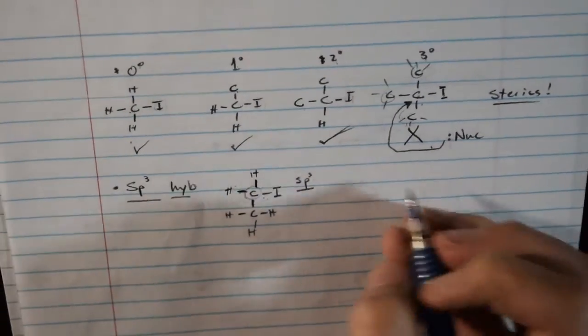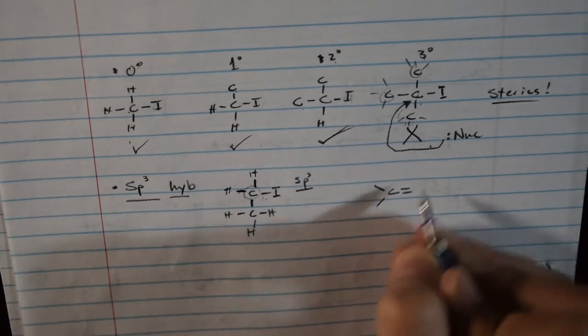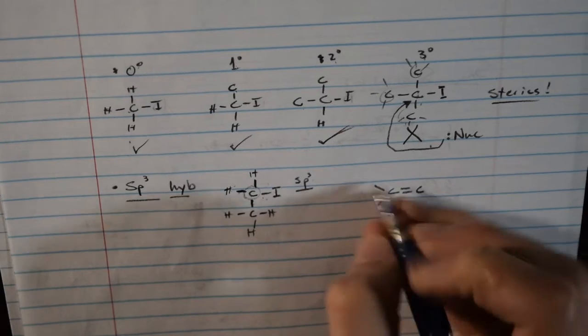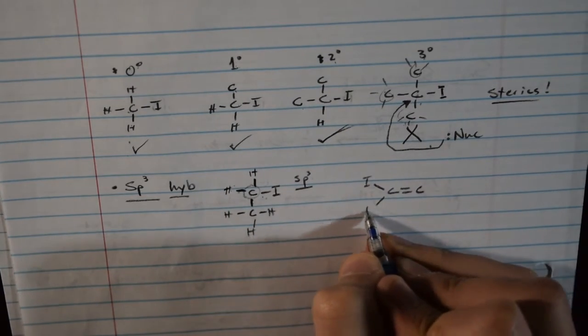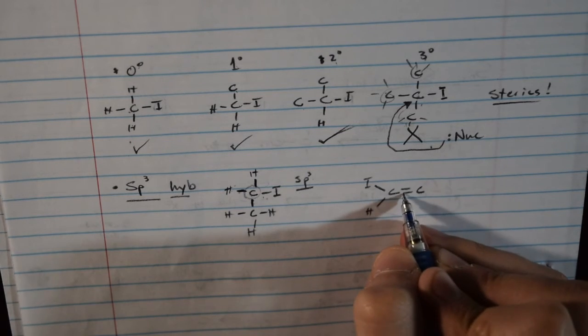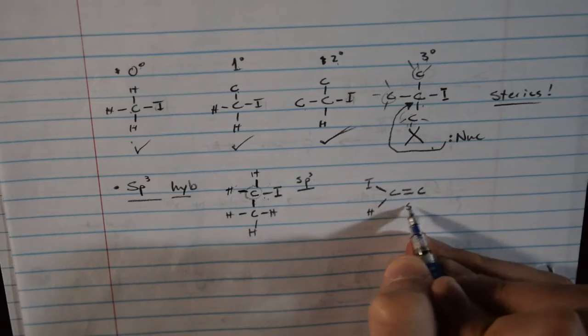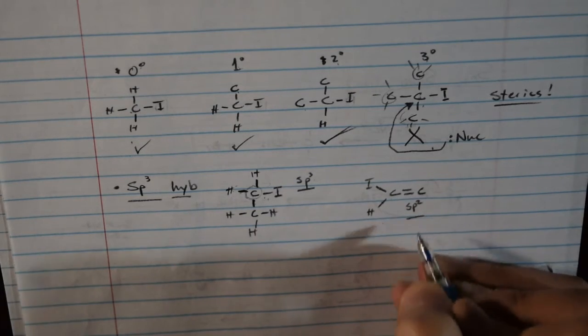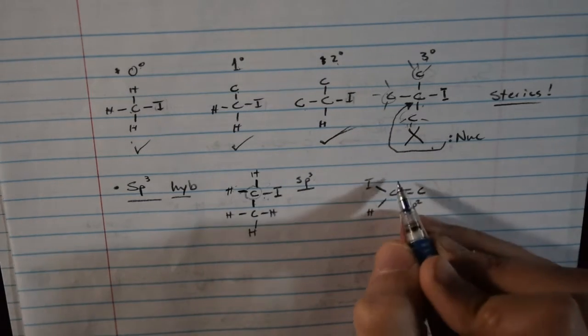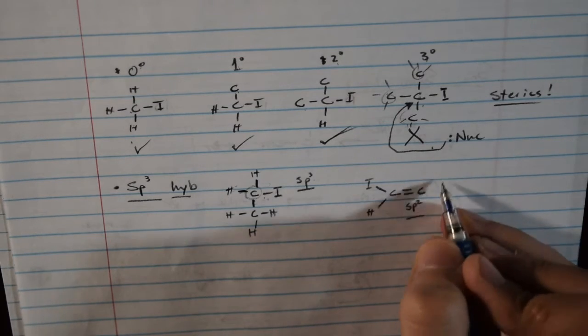However, if you got, let's say, this molecule, it will not perform an Sn2 reaction. The reasoning is that it's sp2 hybridized, and you cannot perform Sn2 reactions on an sp2 hybridized carbon.